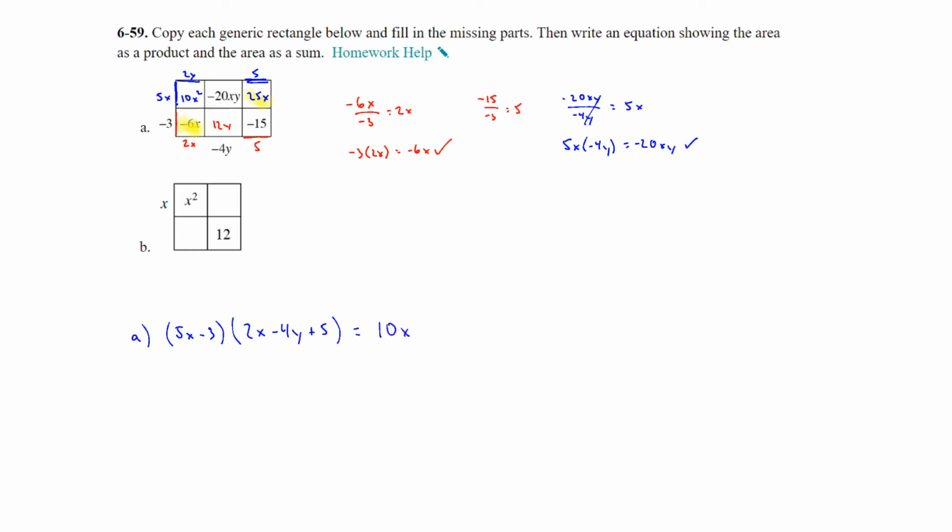We have 10x squared minus 20xy. Then I'll combine the 25x minus 6x, so that's plus 19x. I still have a plus 12y, and then a minus 15. So double check, make sure I didn't forget to add any of the like terms up. And it looks like we're good. So we have the area of a product, so length times width is equal to the area of the 6 rectangles. And that's 10x squared minus 20xy plus 19x plus 12y minus 15.